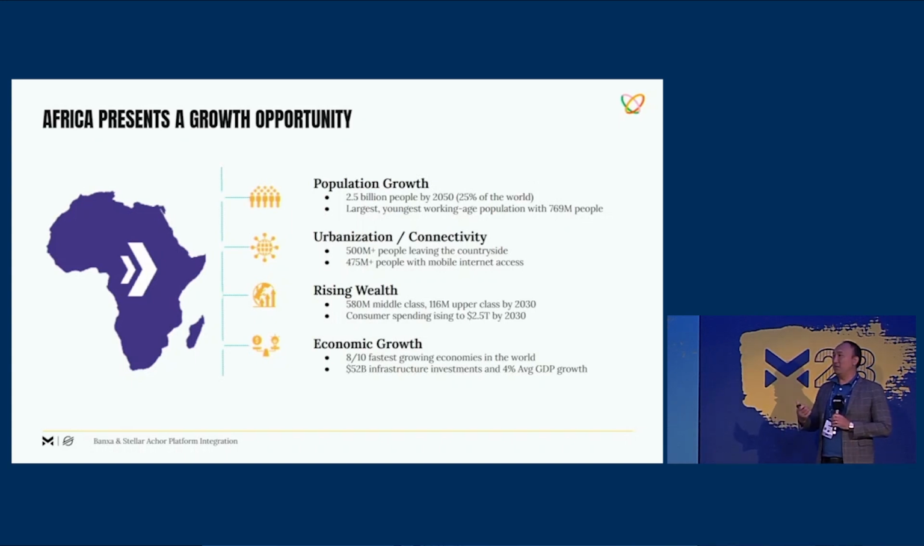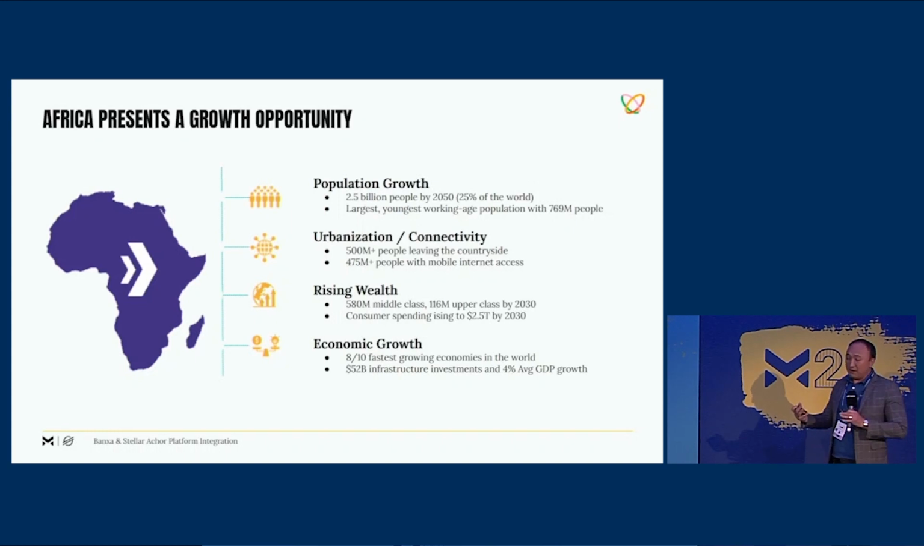But the first thing is the population growth. It's the youngest, fastest growing population, and it's going to be the workforce of the future. I think at some point there are statistics about how it's going to be half the workforce around the world. So all those people are looking for opportunities and jobs and everything else. They're also moving into cities. It's urbanizing, they're getting more connected, they're on their mobile phones, they have smartphones. They're also getting wealthier, so they're spending on more services, products, and everything else. So the opportunity exists there as well.